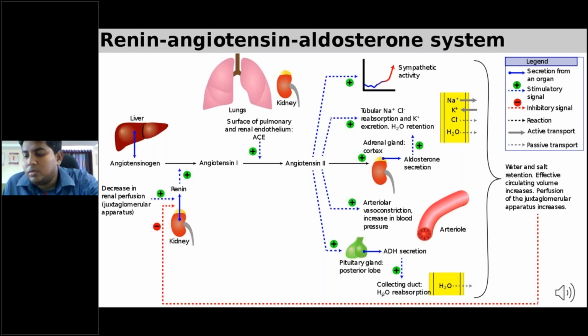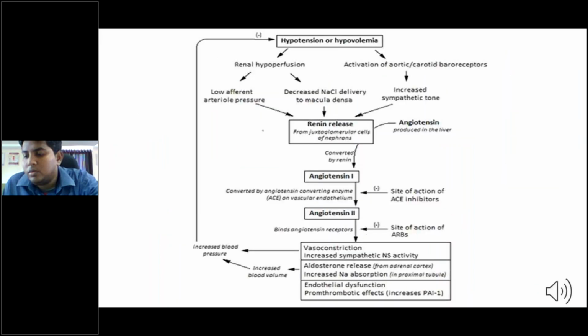The stimulus is hypovolemia, with decreased perfusion of the juxtaglomerular apparatus. Renin gets secreted, which stimulates the renin angiotensin aldosterone system, in short known as RAAS. This is the main mechanism of the renin angiotensin aldosterone system. Its main function is water and salt retention and arterial vasoconstriction.